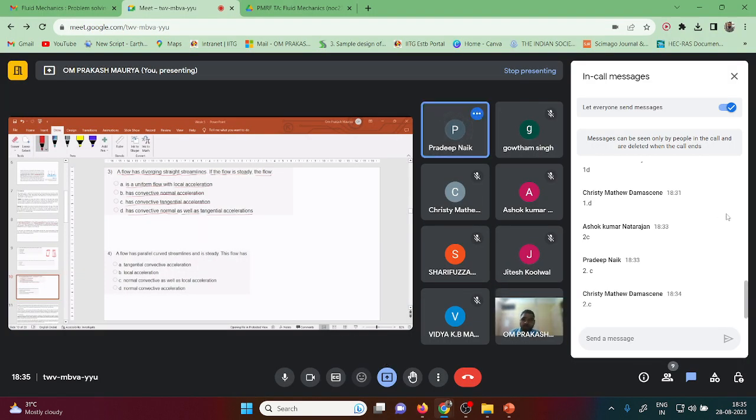Write down whatever equations you know about the convective acceleration and local acceleration in your copy, and do some analysis of whether, for a straight streamline, the normal acceleration or tangential acceleration or both are possible. Please write your answer, and the local acceleration also. Write your answer, then we'll move on to the concept behind the question.